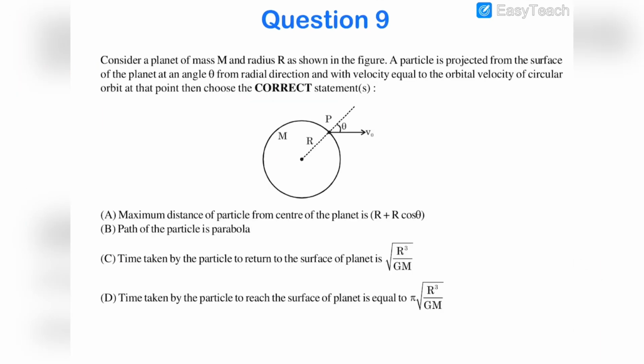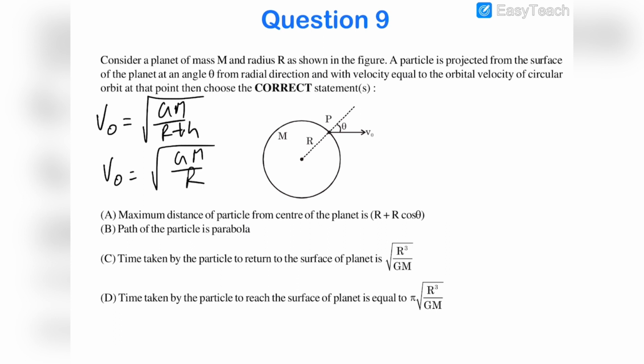In this question you can see that there is a planet of mass m and radius r as shown in the figure, and there is a particle which is projected from the surface of this planet at an angle of theta from the radial direction, and with the velocity v0 which is equal to the orbital velocity at that point. So first of all we know that the formula for orbital velocity is under root GM by r plus h. Now on the surface of this planet h is 0, so v0 will be equal to under root of GM by r.